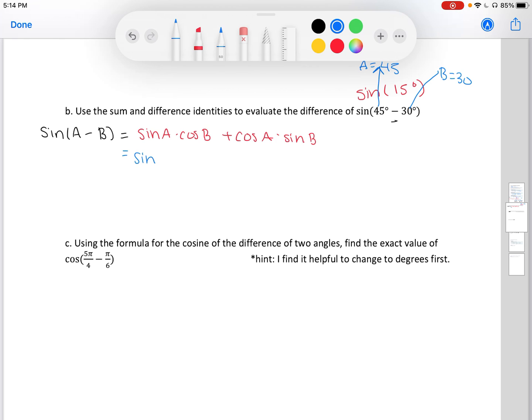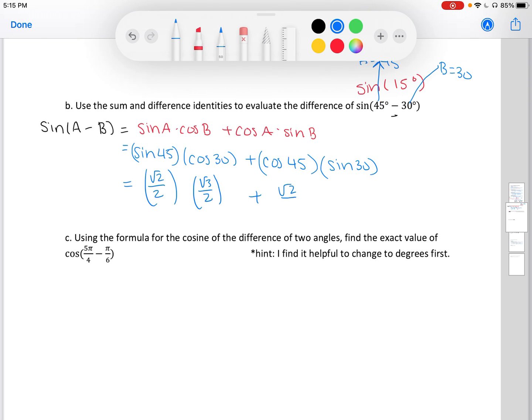So I have sine, my A is 45, times cosine of B, my B value is 30, plus cosine of A, my A is 45, times sine of B, sine of 30. And that's about it. Now from here, we just look at the unit circle. So we see that sine at 45 is square root of 2 over 2. Cosine of 30 is square root of 3 over 2. Plus cosine of 45 gives us square root of 2 over 2. And sine at 30 gives us 1/2.